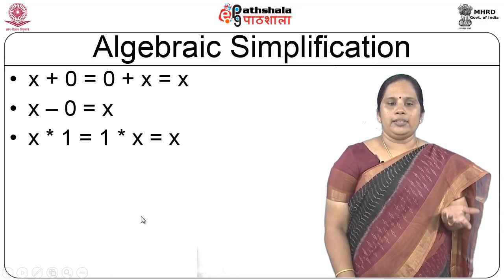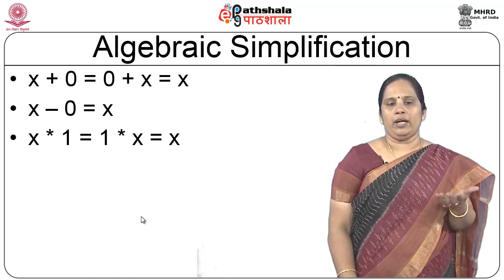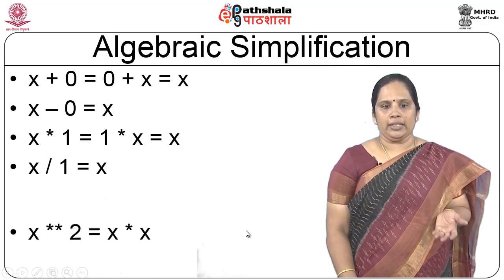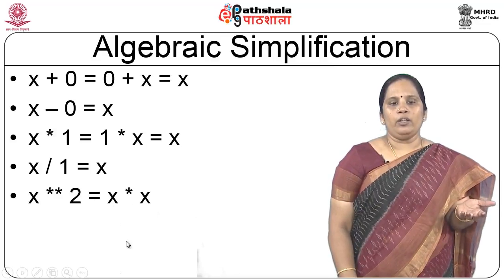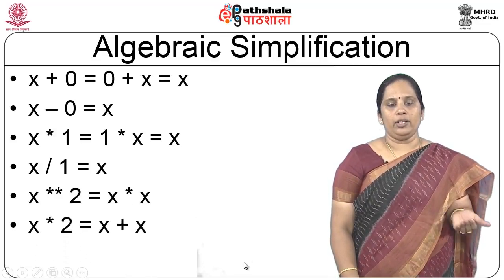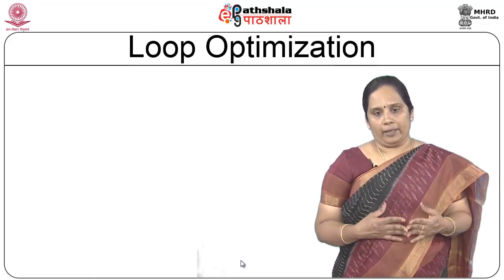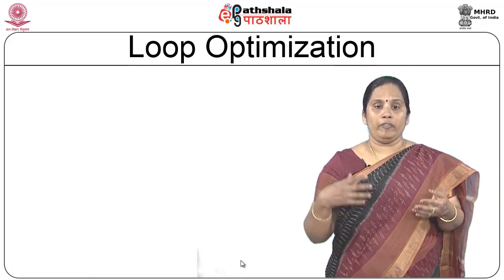X into 1 is the same as 1 into x, which is nothing but x itself, so this computation need not be done. X by 1 is also x, so again that need not be done. X power 2 is x into x, and x into 2 is x plus x. So that is also possible with respect to the DAG.